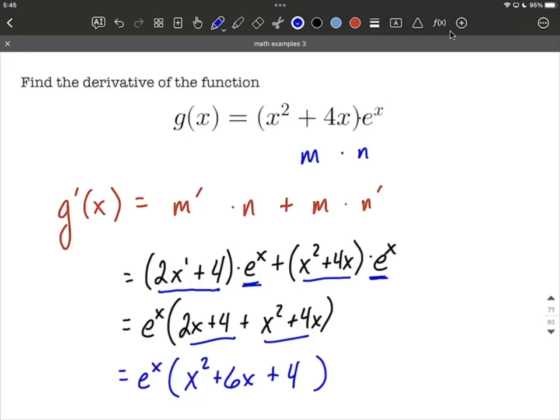Hope this helps out as you're working with the product rule. I really would encourage you to write out the plan from the beginning, what the product rule says, and then fill it in one piece at a time as you work through it. All right, good luck.